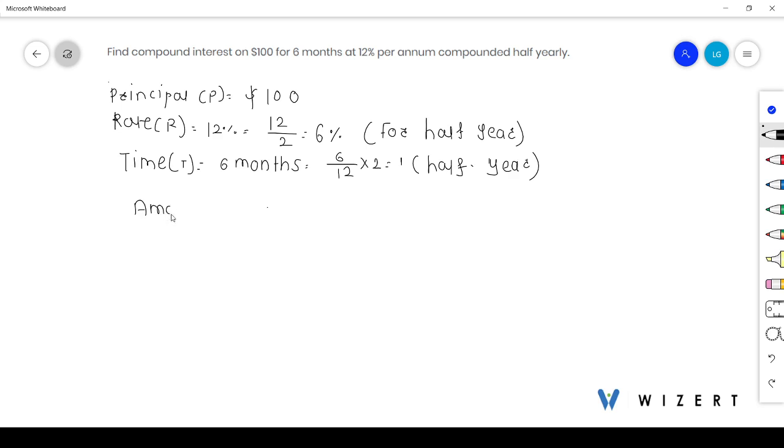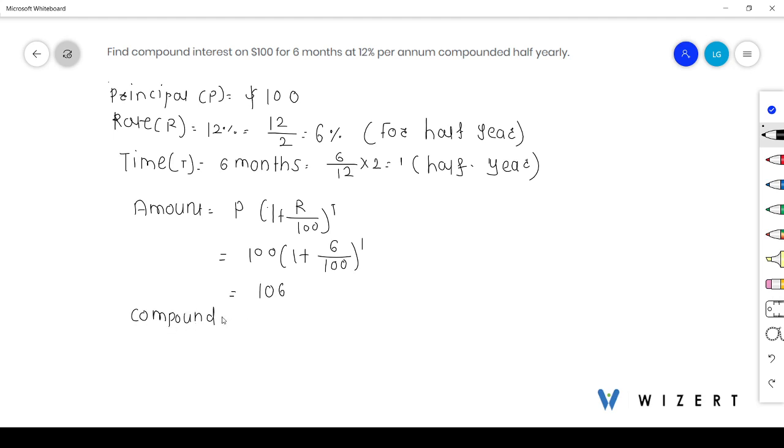So we can calculate amount by using the formula P into (1 + R/100) to the power T. So 100 into (1 + 6/100) to the power T, means 1. So it is 106.